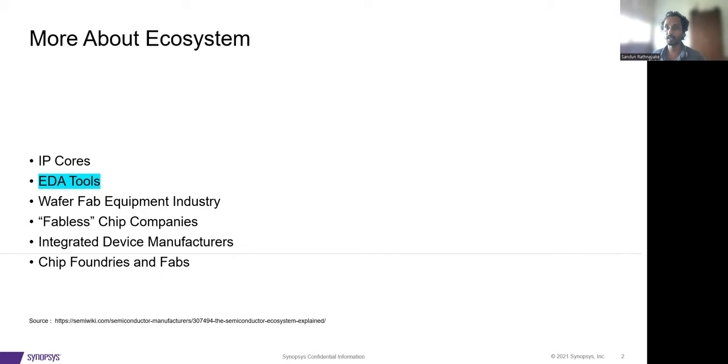Then the third category, the wafer fab equipment industry. These are the companies which make machinery for fabrication facilities. It is one of the most sophisticated machinery being developed. Not many companies are there, but I can name you a few, like Applied Materials, Tokyo Electron, ASML.